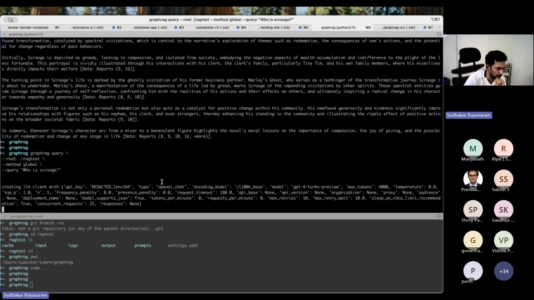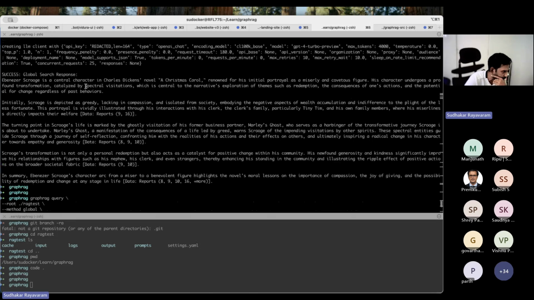So it is actually using OpenAI chat, and right now it is asking with a frequency penalty. Okay, maybe it is running. I can show this.